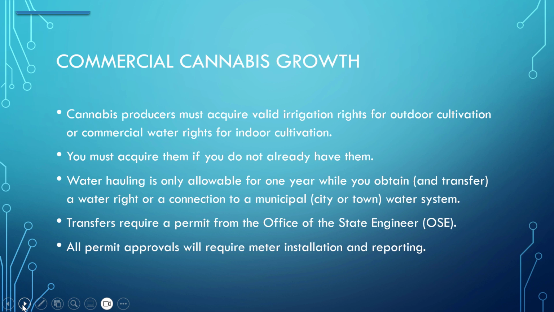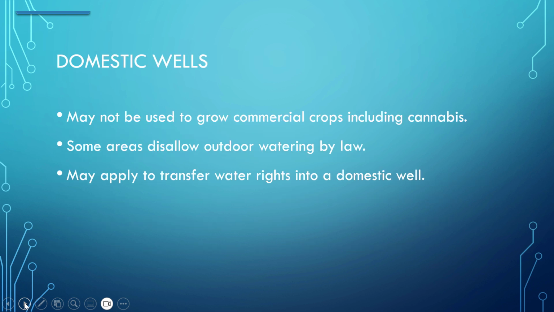Transfers require a permit from the Office of the State Engineer. All permit approvals will require meter installation and reporting of those readings on a quarterly basis. Domestic wells may not be used to grow commercial crops, including cannabis. Some areas disallow outdoor watering by law. You may apply to transfer water rights into a domestic well.